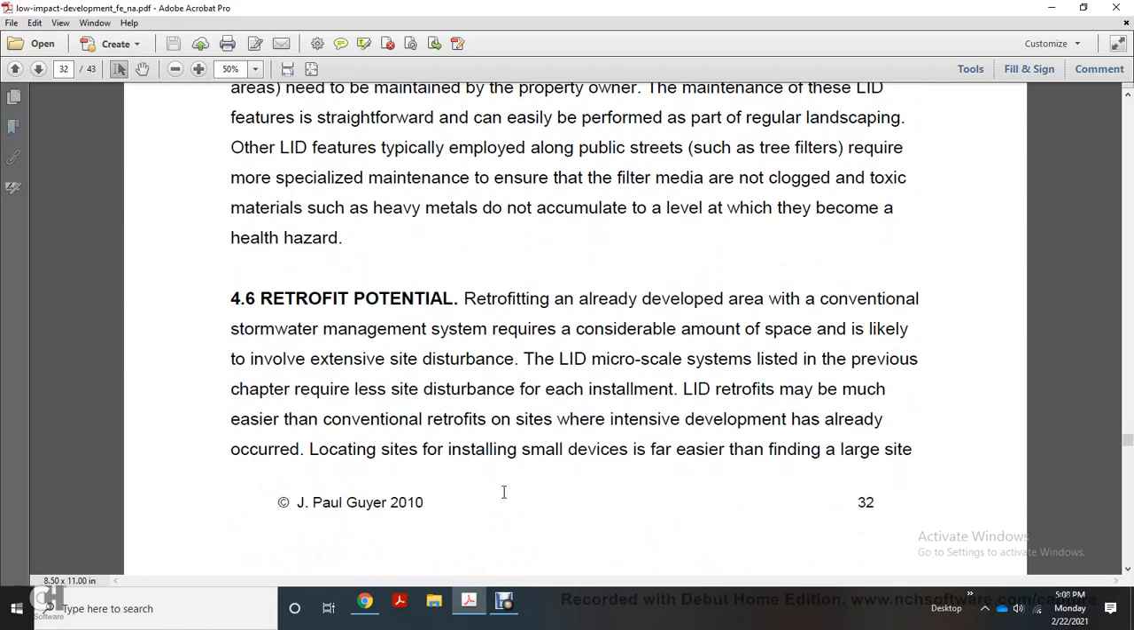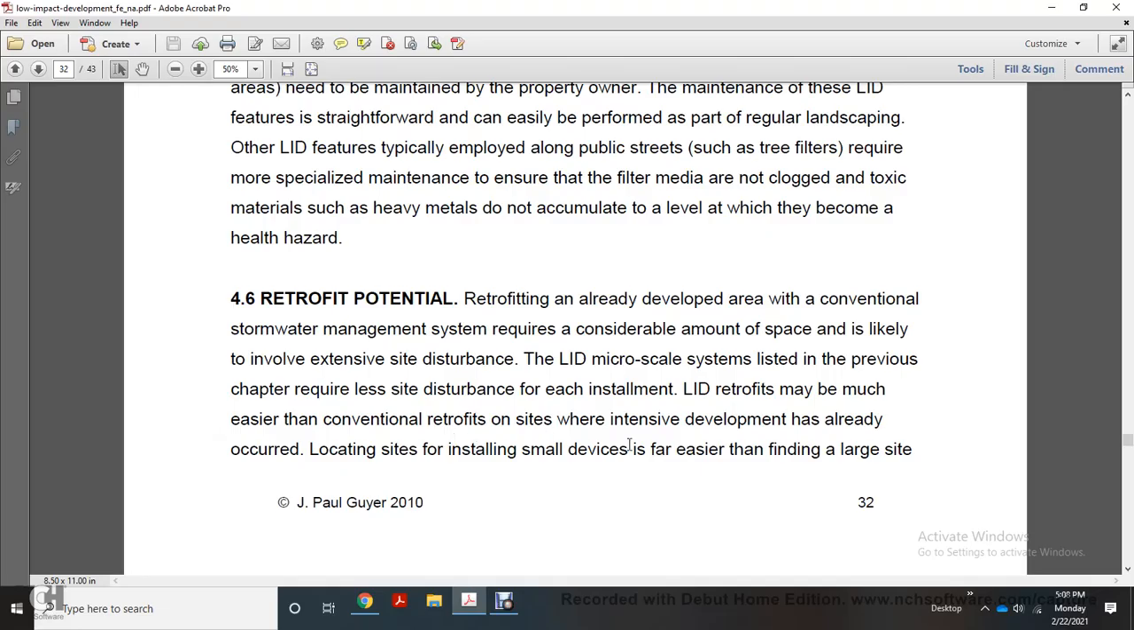Retrofit potential. Retrofitting an already developed area with a conventional stormwater management system requires a considerable amount of space. It is likely to involve a large extent of site disturbance. Low-impact development microscale systems, as described in the previous chapter, require less site disturbance for each installation. Low-impact development retrofits may be feasible even if conventional retrofits are not on a site where extensive development has already occurred.